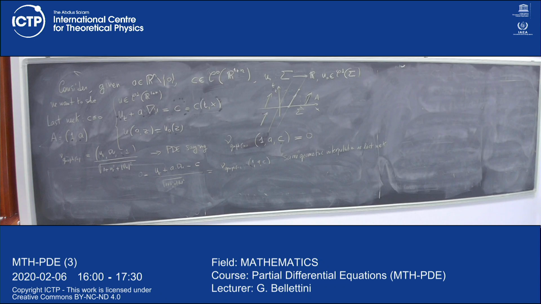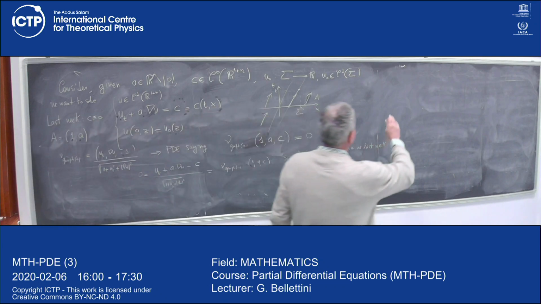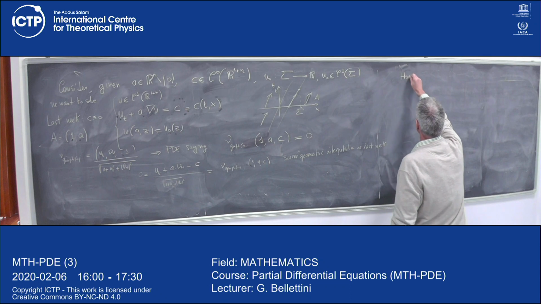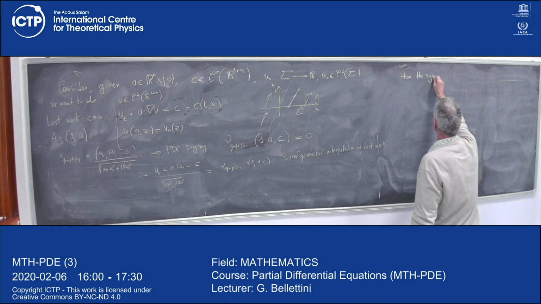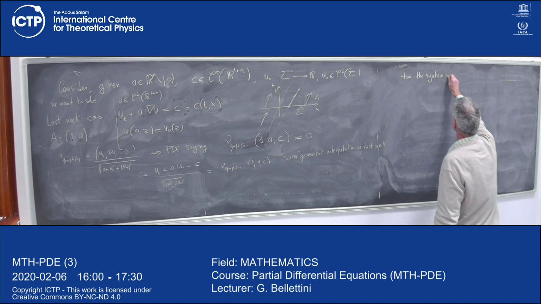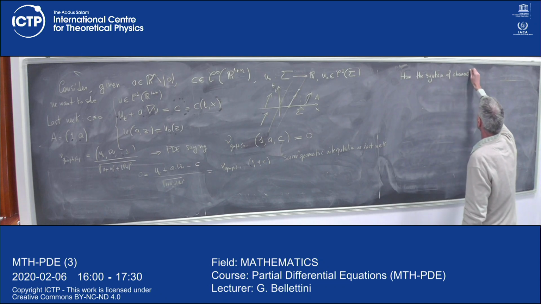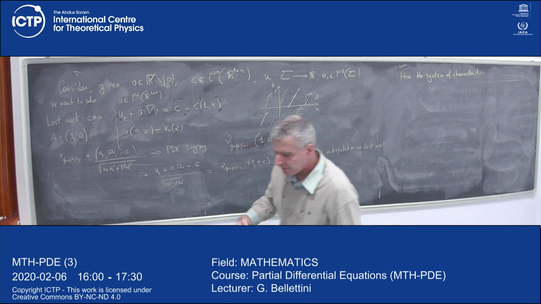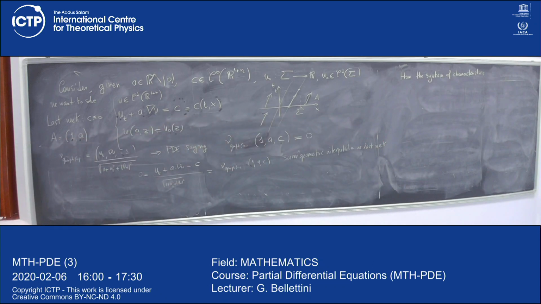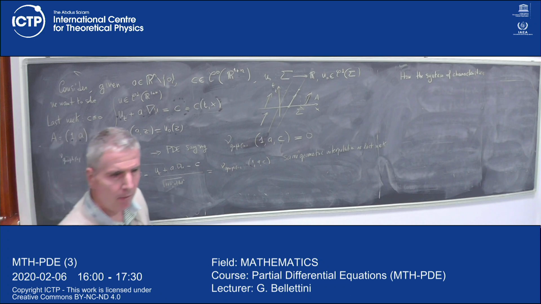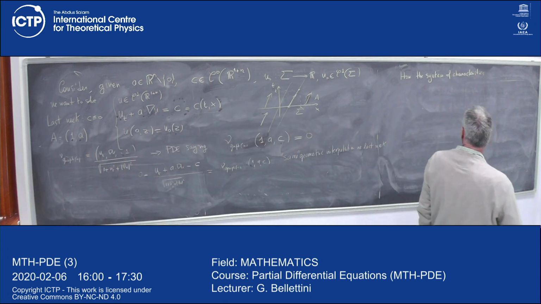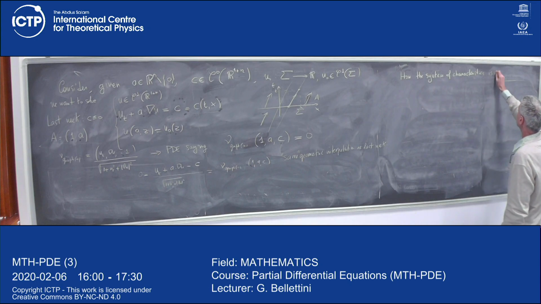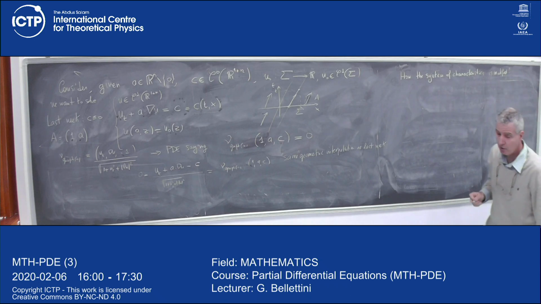Okay, now maybe it's better to write down directly how the system of characteristics is modified, because the idea is still to solve the PDE via a system of ODEs, reducing the problem to a system of ODEs with parameters. So how the system of characteristics is modified, and I would like to use the same notation.